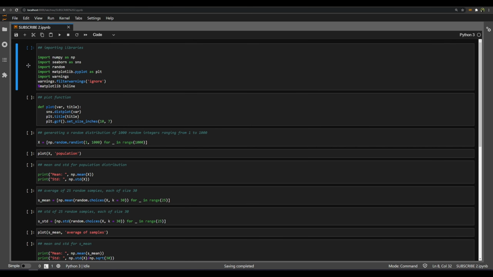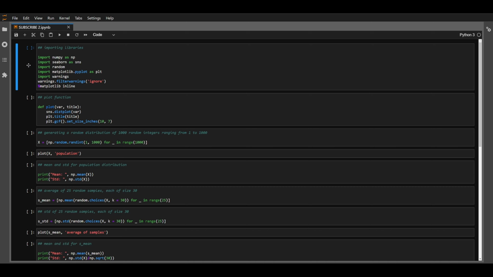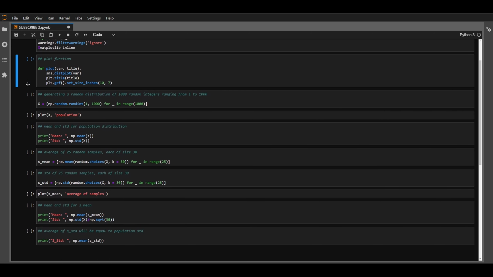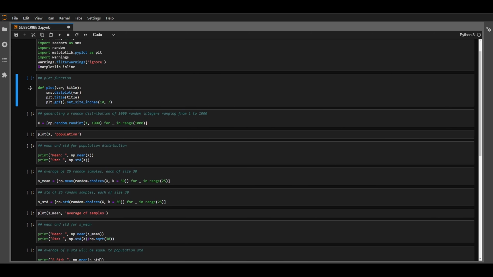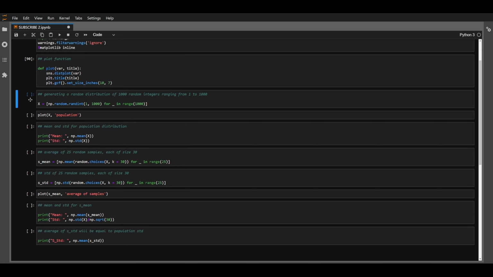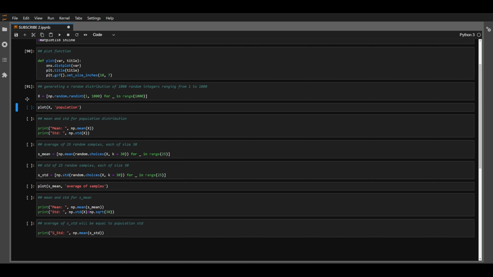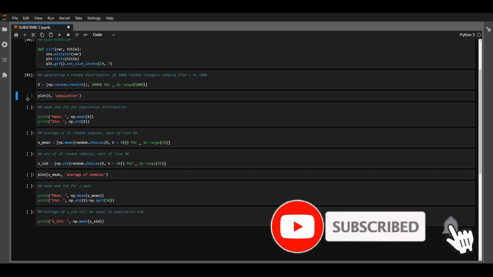Okay, so here I'm importing some libraries. I'm importing the NumPy library, Seaborn, Random, Matplotlib library for plotting, and some other things. So I'm going to just run this one. Here I am declaring a function that is going to plot the distribution for us. So let's just run this one. In this one, I'm generating a distribution that is basically a random distribution of 1,000 random integers ranging from 1 to 1,000. So let's just run this one as well and let's see the distribution of this population.